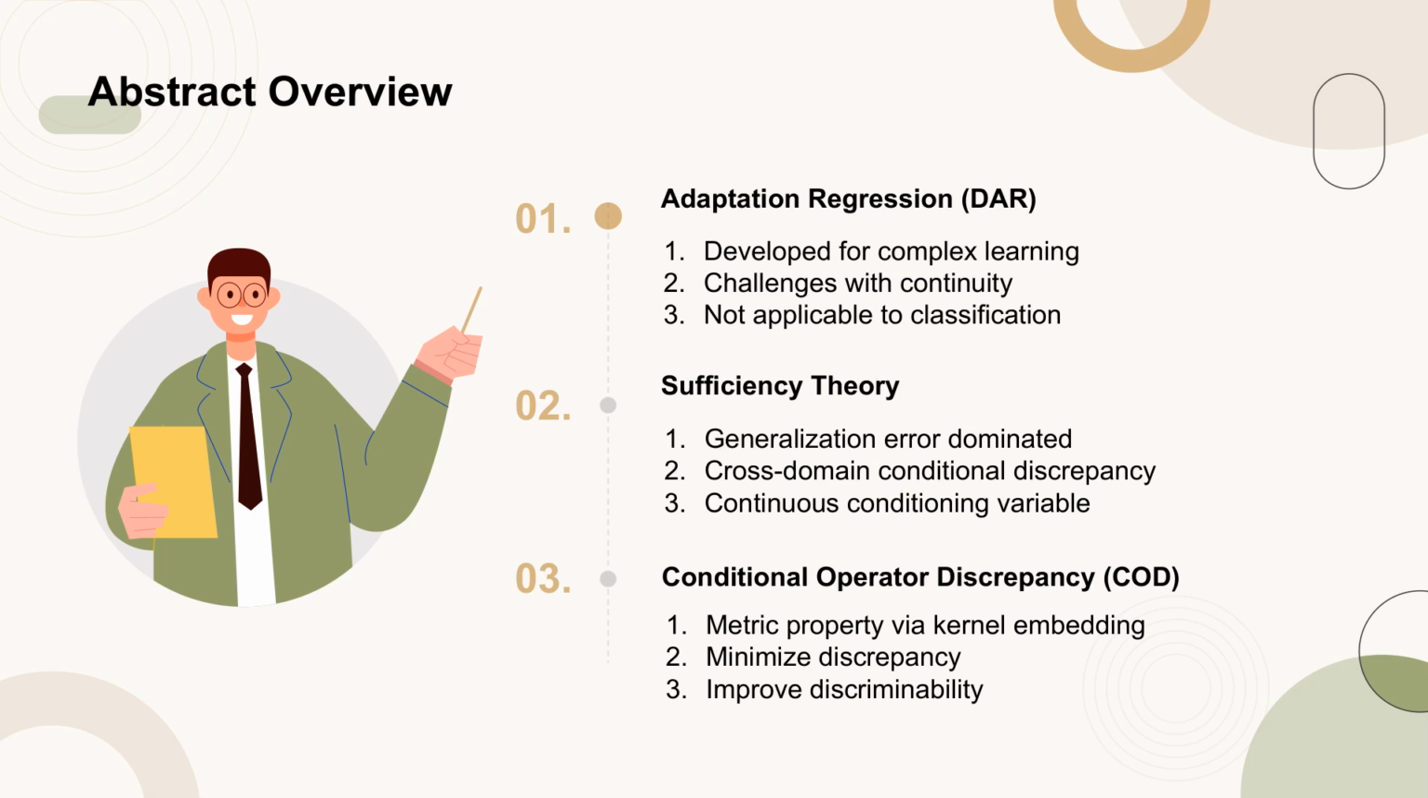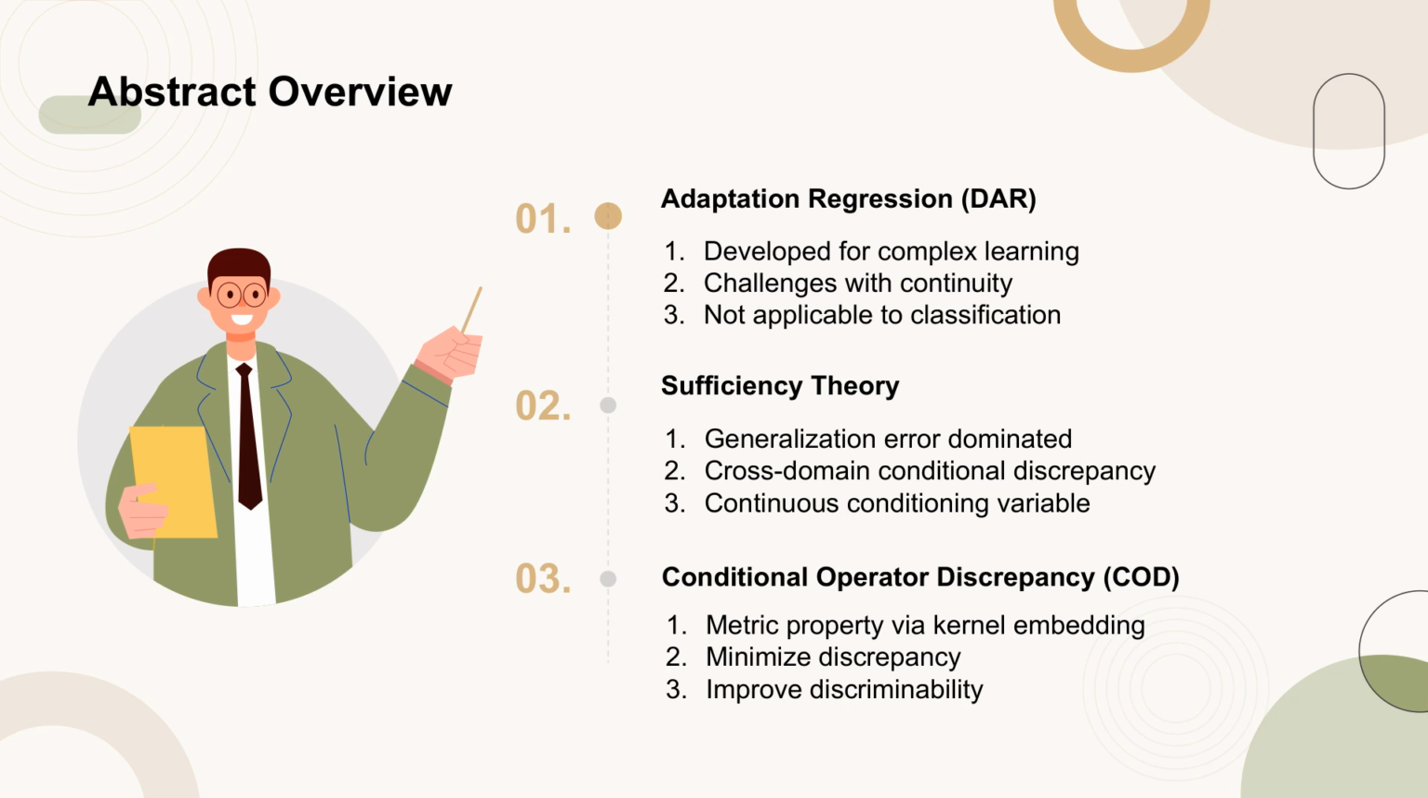the cross-domain conditional discrepancy. To address the continuous conditioning variable, a novel conditional operator discrepancy, COD, is proposed, which leverages kernel embedding theory to provide a metric property on conditional distributions. A COD-based conditional invariant representation learning model is then introduced to minimize the discrepancy, with modifications to moment statistics shown to enhance the model's discriminability.